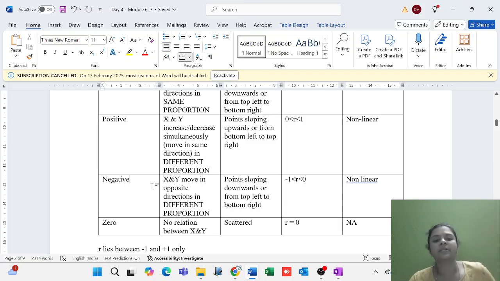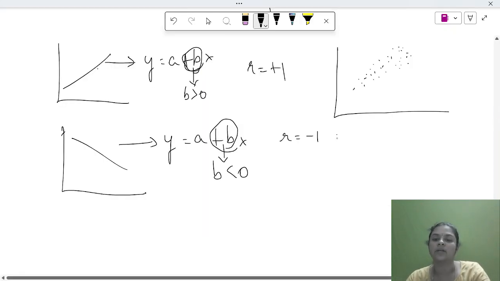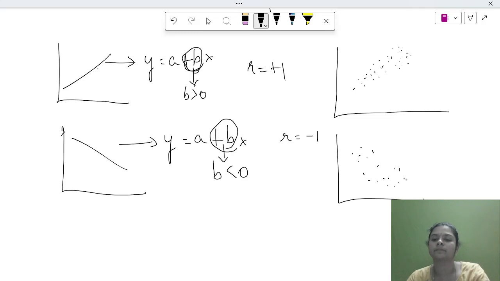The same, opposite, applies to negative correlation, where x and y will move in opposite directions but in different proportion. Like negative, but the proportion is different. The points will be sloping downwards. So the points will be like this. The direction of the points will be facing downwards.